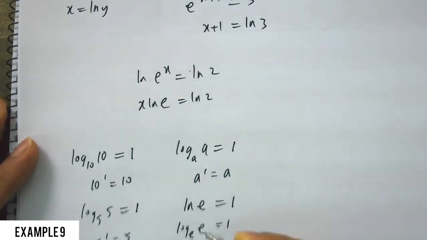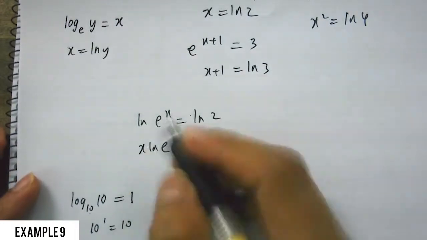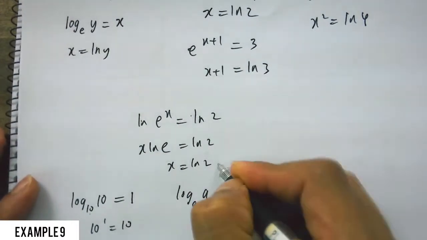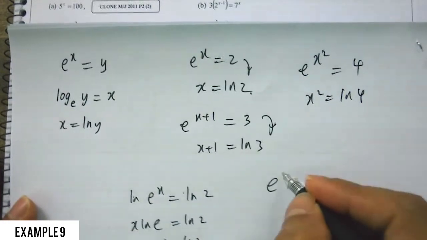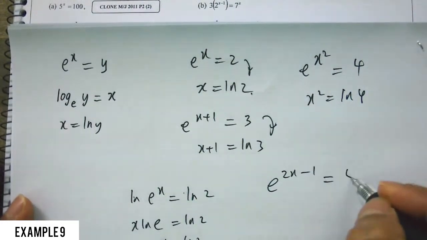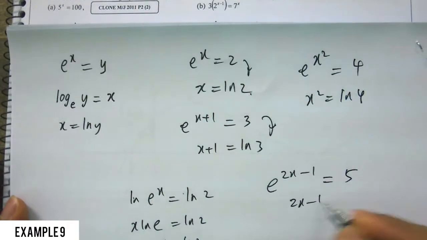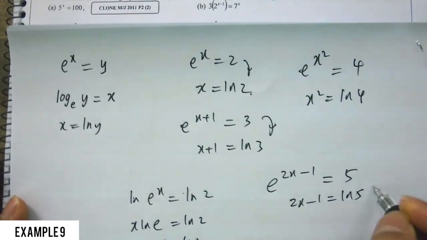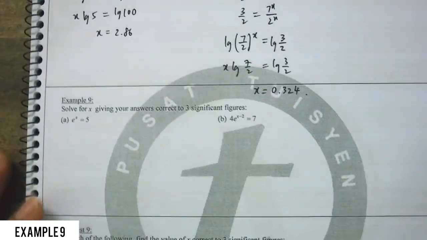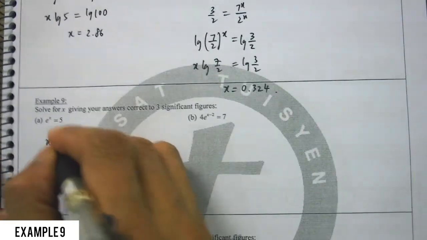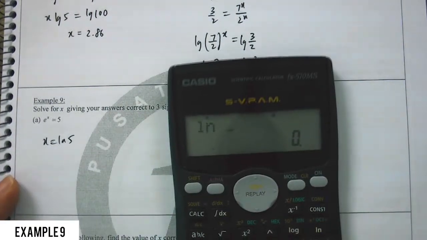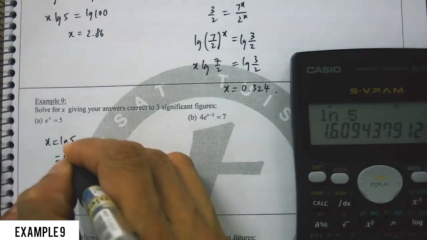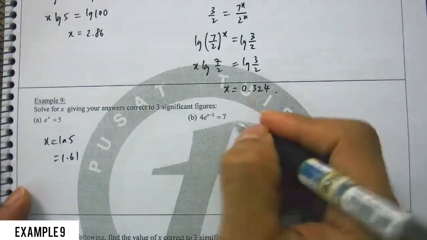So you can choose to introduce ln, bring the power down, and write x equals ln 2, but you have to do an extra step. Or can you do it directly? You think you all can do this directly? I'll give you another example. e power 2x minus 1 equals 5. So what do you write? 2x minus 1 is ln 5. Then you slowly bring over and divide by 2, right? So x equals ln 5 over 2. And now you type this in your calculator, everyone. Ln 5 over 2 is 1.61.